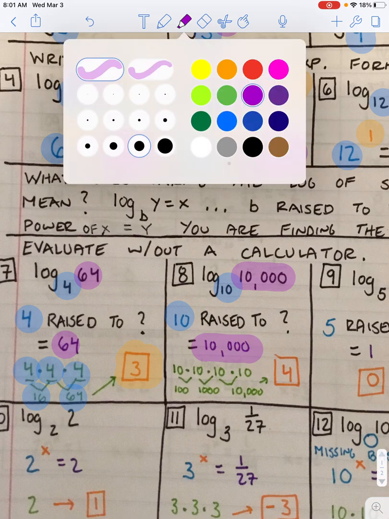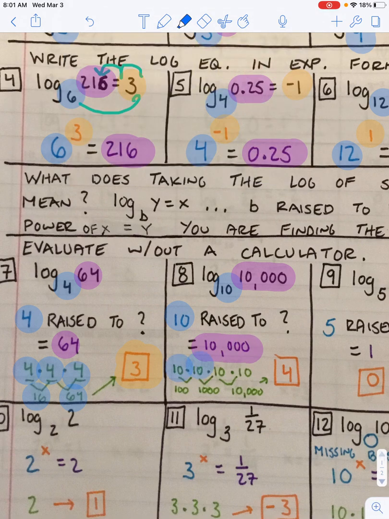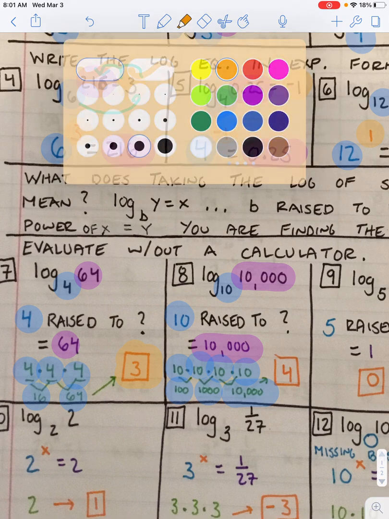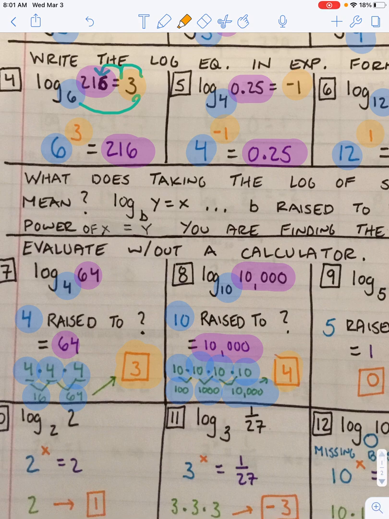Okay, so let's go through. If we did 10 times 10, we have 100. Times 10 more gives me 1,000. Times 10 more gives me 10,000. How many times did I multiply 10 by itself? 1, 2, 3, 4. So log base 10 of 10,000 is 4.